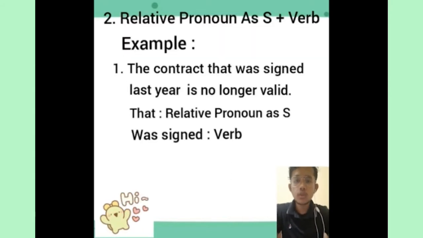Next is relative pronoun as subject plus verb. Example: the contract that was signed last year is no longer valid. That as relative pronoun as subject, was signed as verb.